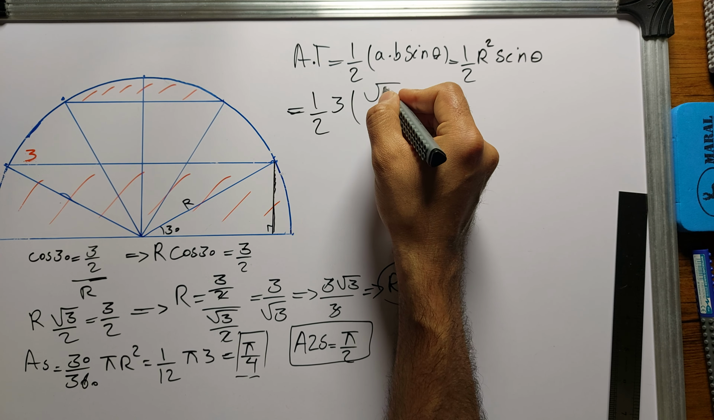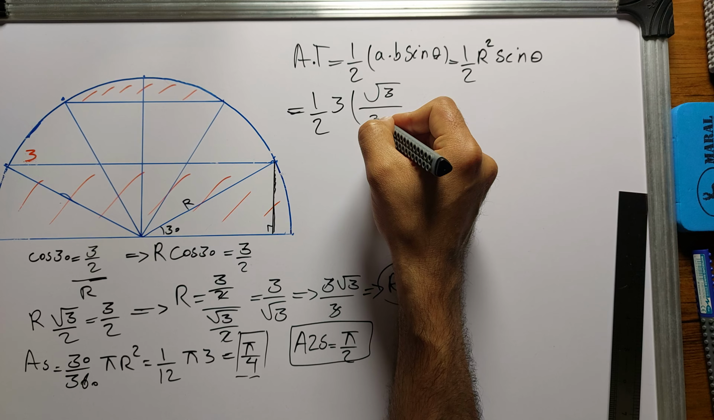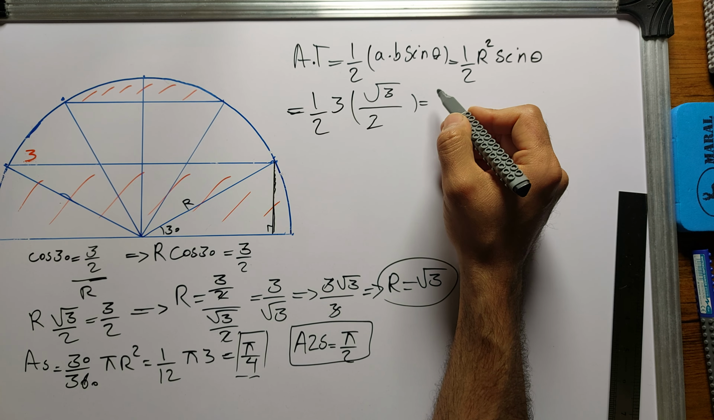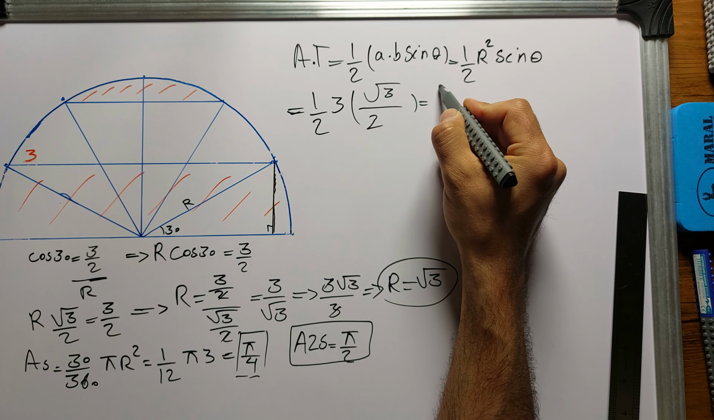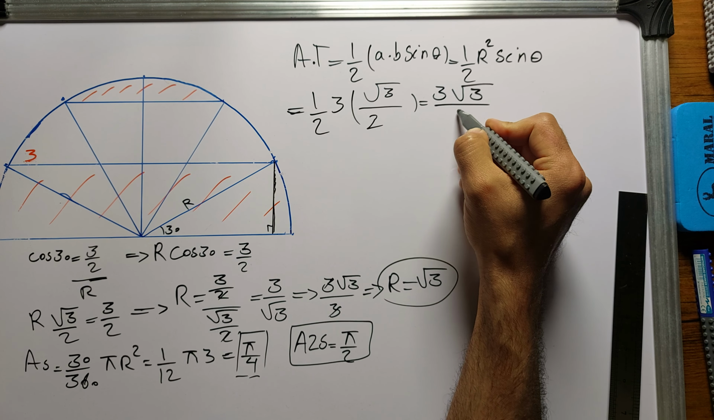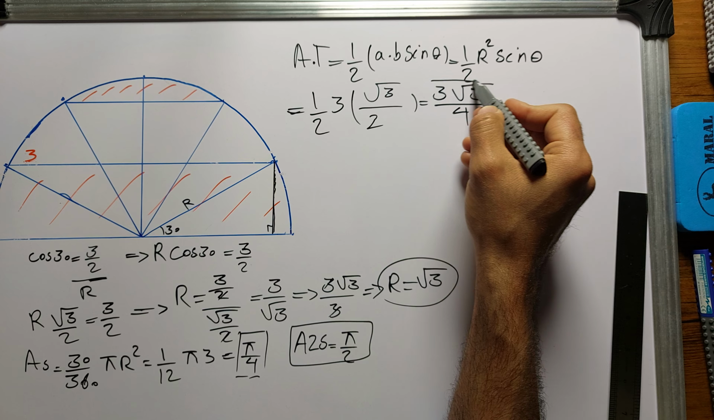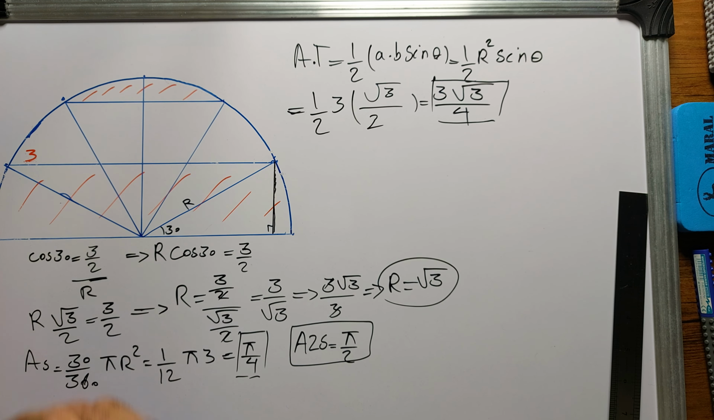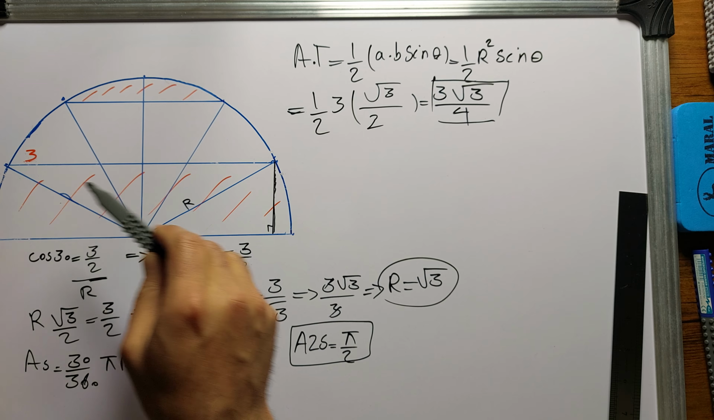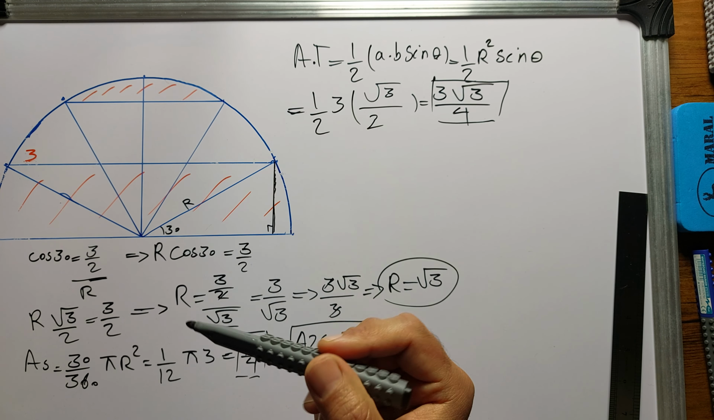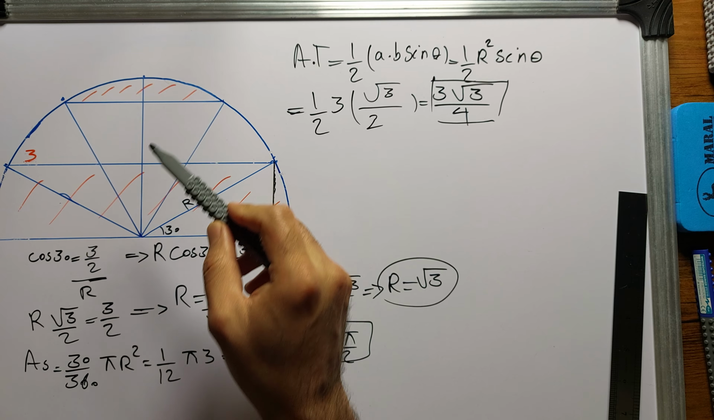So square root of 3 over 2. So the area of this big triangle is 3 square root of 3 over 4. So far we found these two parts: the area of this triangle and the area of these two slices. So our final step here is to find out the area of this part.